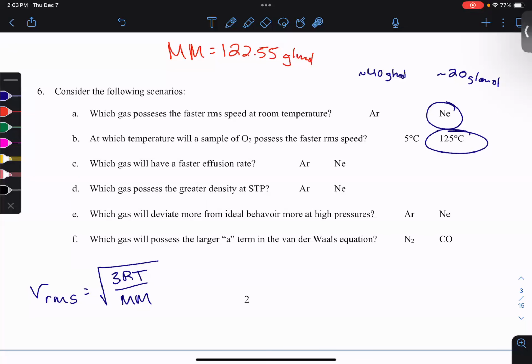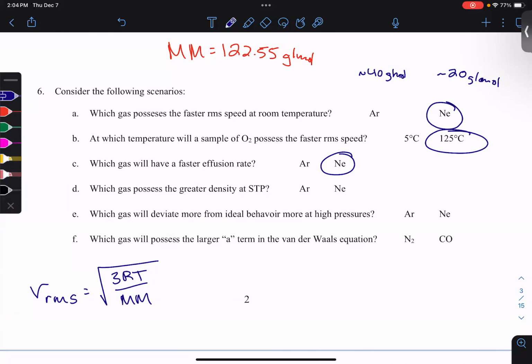That's because we exhale mostly nitrogen gas, CO2, and oxygen, but helium is a lot smaller than all of those particles. So helium balloons shrink down a lot faster than regular balloons, because helium is a lot lighter, and therefore it effuses faster. So which gas has the faster effusion rate? It's going to be neon: faster, more collisions, faster effusion.